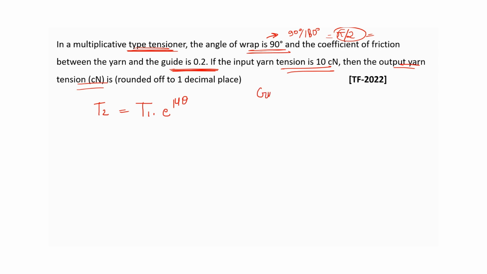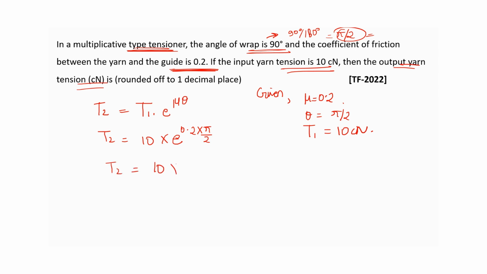So just write the things that are given. Mu as 0.2, theta as pi by 2, and T1 as 10 centinewton. Just keep these formulas in this unit and you will find the answer. 10 centinewton into e to the power, e is exponent, so e to the power mu theta means 0.2 into pi by 2, so it will come out to be 10 into e to the power 0.1 pi.